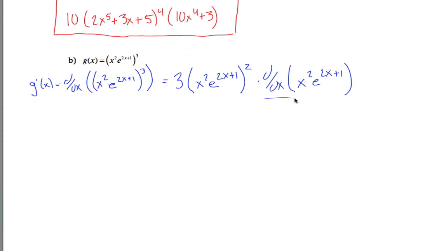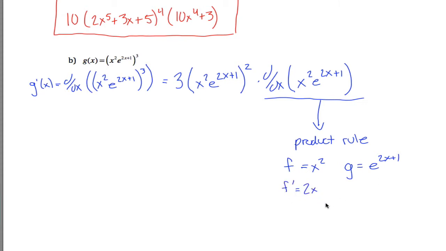What is the derivative of x squared e to the 2x plus 1? I'm going to have to use the product rule. It's something times something. The f in my product rule is x squared. The g is e to the 2x plus 1. F prime, that's not too bad, that's just 2x.